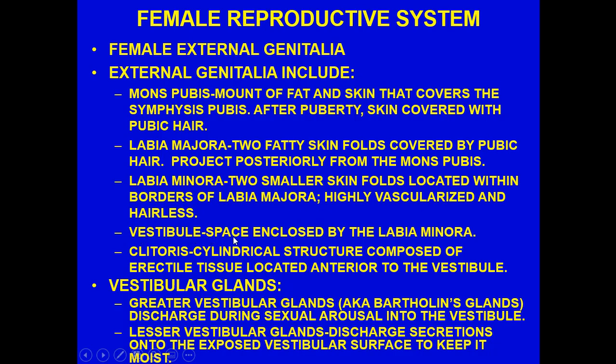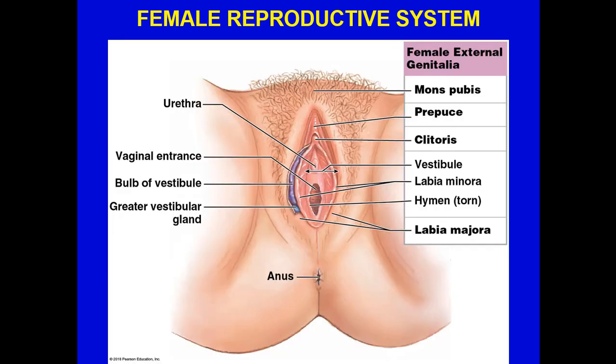Then you have, of course, the vestibule, which is the space enclosed by the labia minora, and the clitoris, which is the cylindrical structure composed of erectile tissue located anterior to the vestibule. Vestibular glands. There's two major types. The greater vestibular glands, otherwise known as Bartholin's glands, discharge some fluid during sexual arousal, and they discharge it usually into the vestibule. The lesser vestibular glands discharge secretions onto the exposed vestibular surfaces, basically keep it moist, as you can see here.